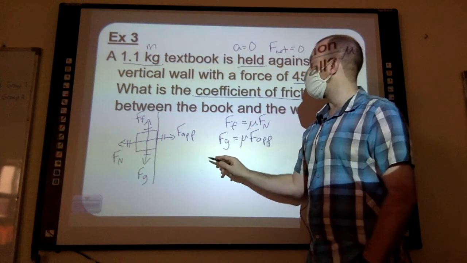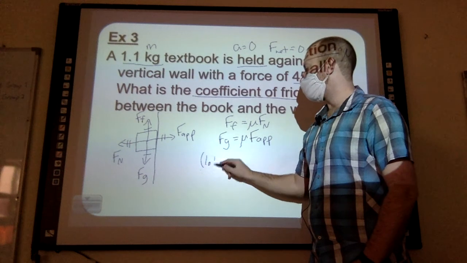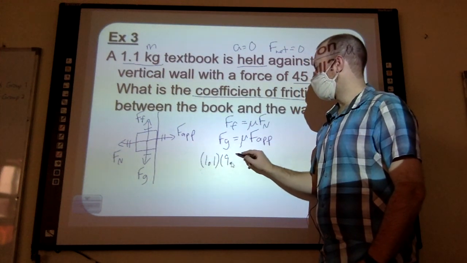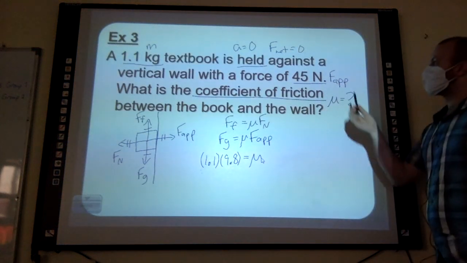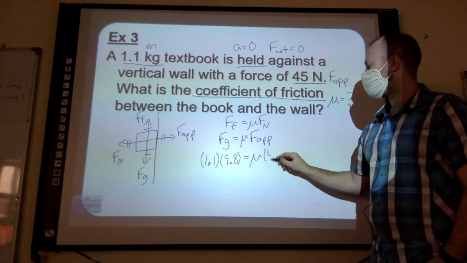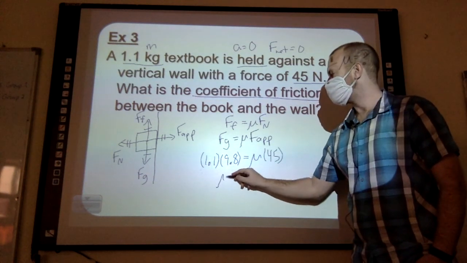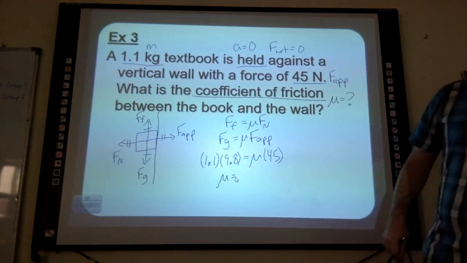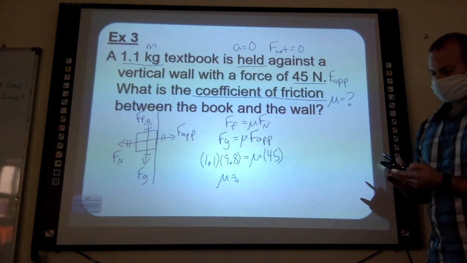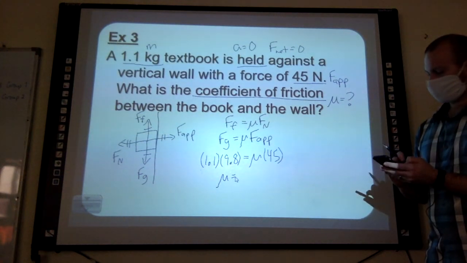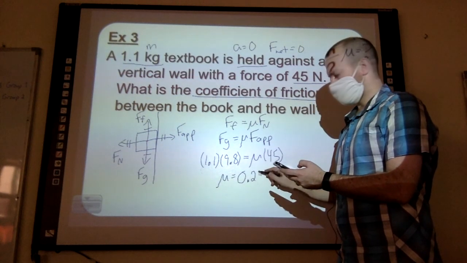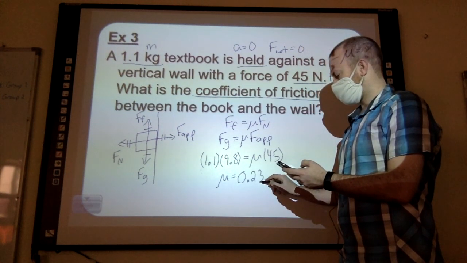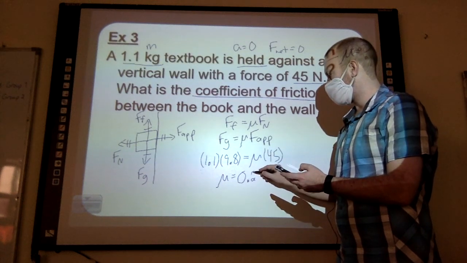So Fg is just mass times gravity. So 1.1 times 9.8. Mu is what we're looking for. We have the force applied. So we can now solve this. We get mu is 0.2, I'm going to round this to 2.4.